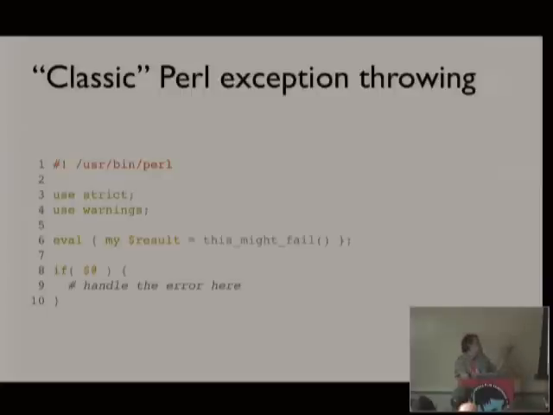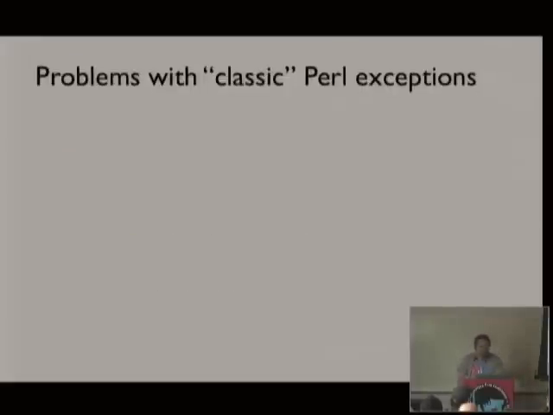So this is what this looks like in code. Use strict, use warnings. You eval something that might fail, and if an exception gets thrown, you handle it by looking at $@.